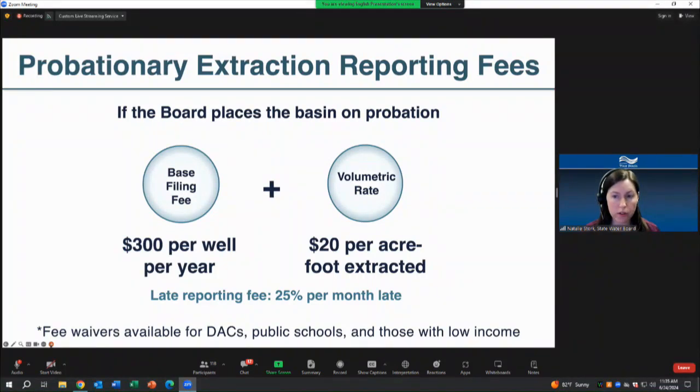Waivers are available to certain pumpers, such as people with low incomes and community water systems serving disadvantaged communities, if they report on time. Note that most domestic well owners will likely not have to report or pay fees.